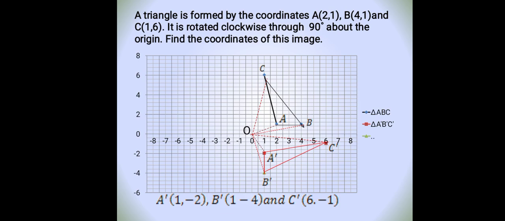A triangle is formed by the coordinates A (2, 1), B (4, 1), and C (1, 6). It is rotated clockwise through 90 degrees about the origin. Find the coordinates of this image.